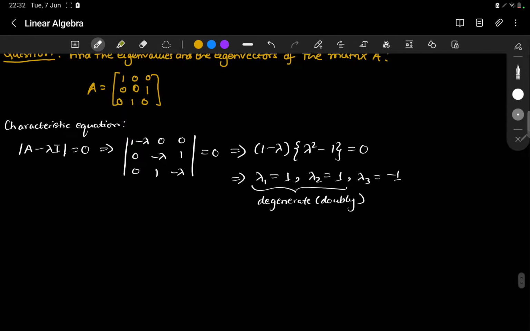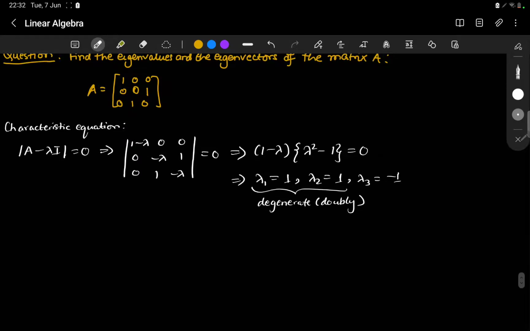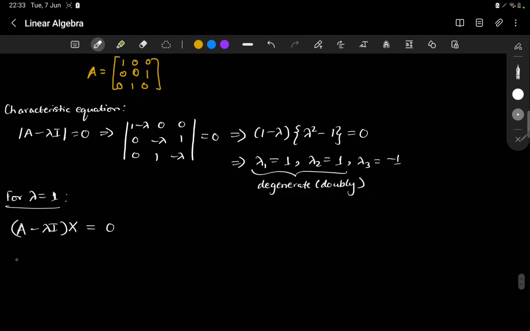So let us now find the eigenvectors. For the eigenvalue of 1, note that this is doubly degenerate, so we will get two eigenvectors corresponding to this lambda equal to 1. So we have the equation. Let us write it down.